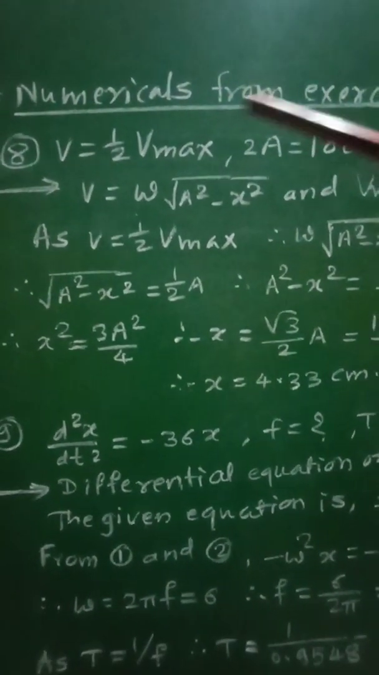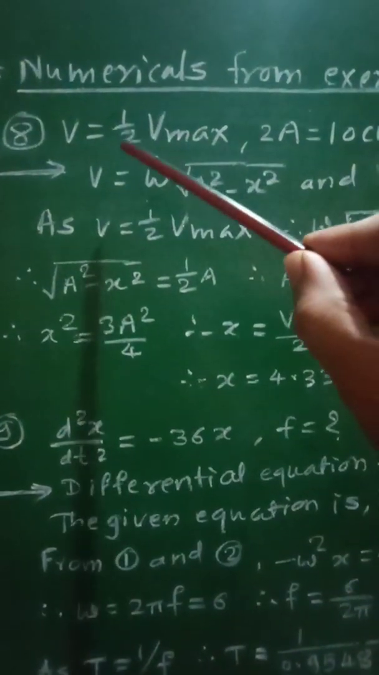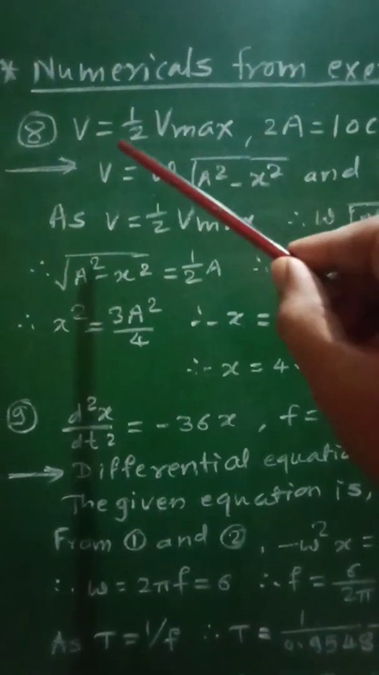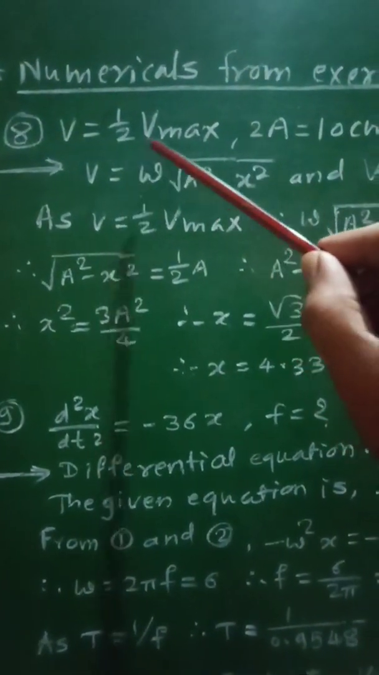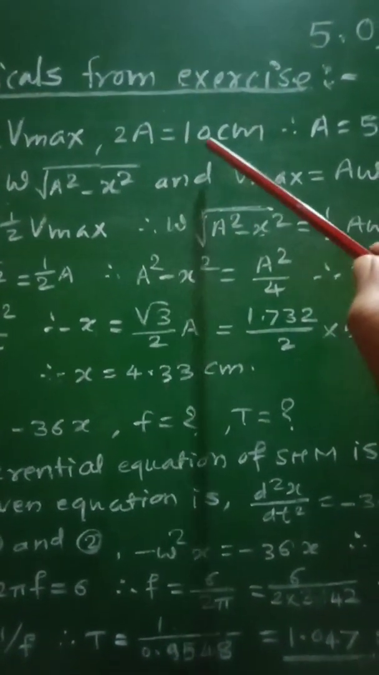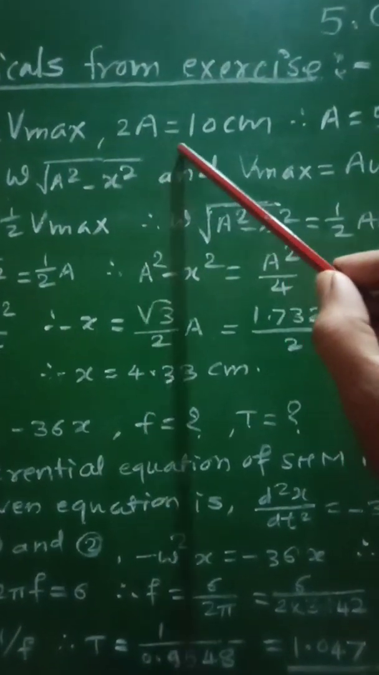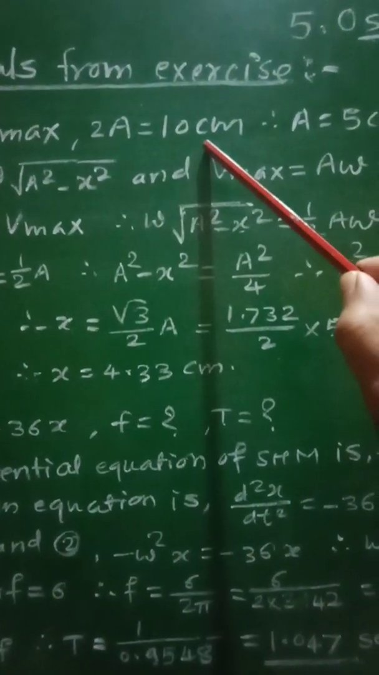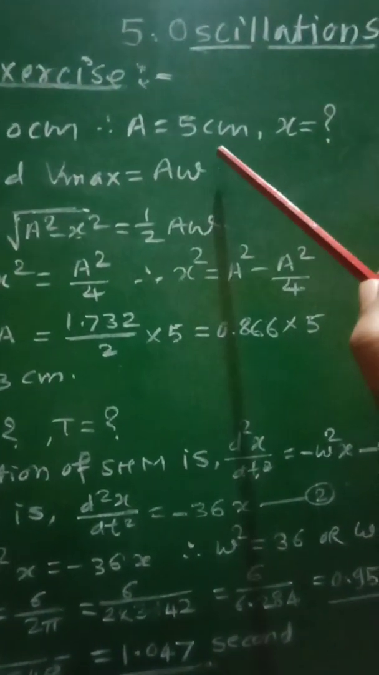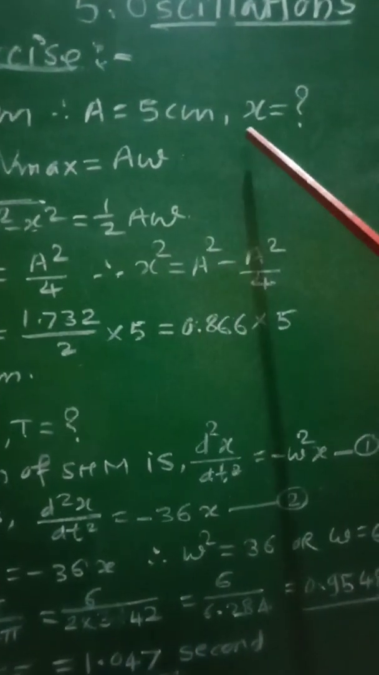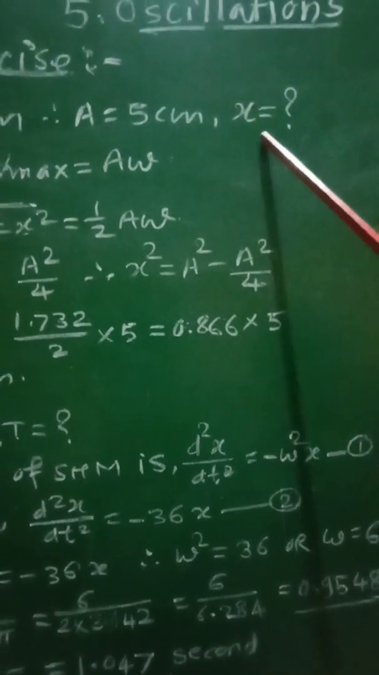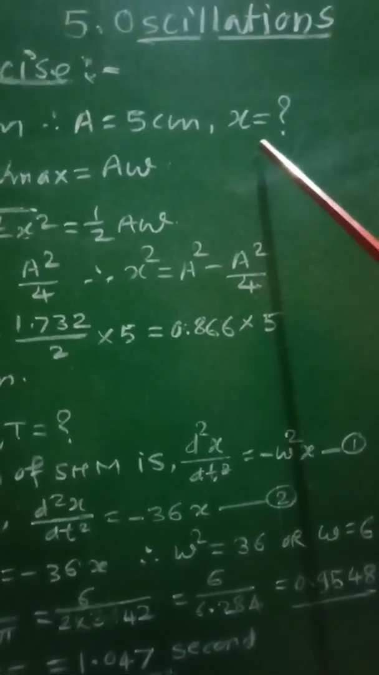And so the given data is velocity v is equal to half of maximum velocity, that is v equal to half v max. Then path length of SHM is 10 centimeter, therefore 2a equals 10 centimeter, and therefore amplitude of SHM a is equal to 5 centimeter, and we have to find the distance x from the mean position at which v is equal to half v max.